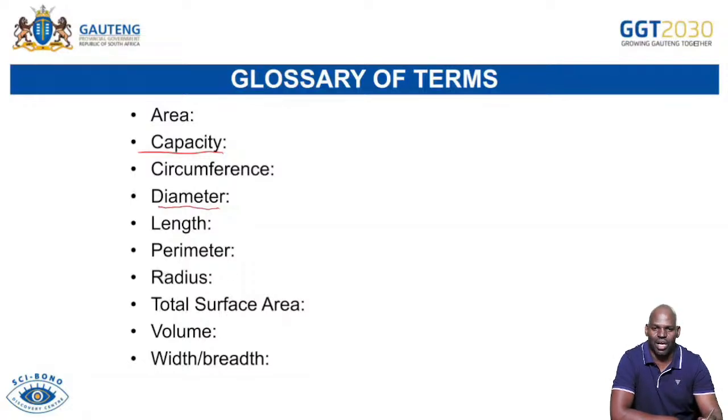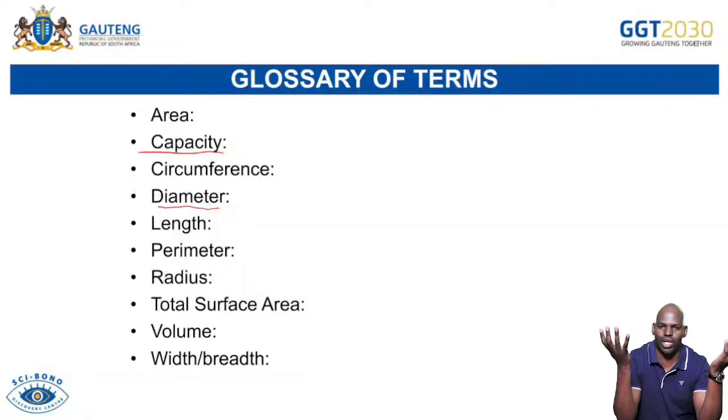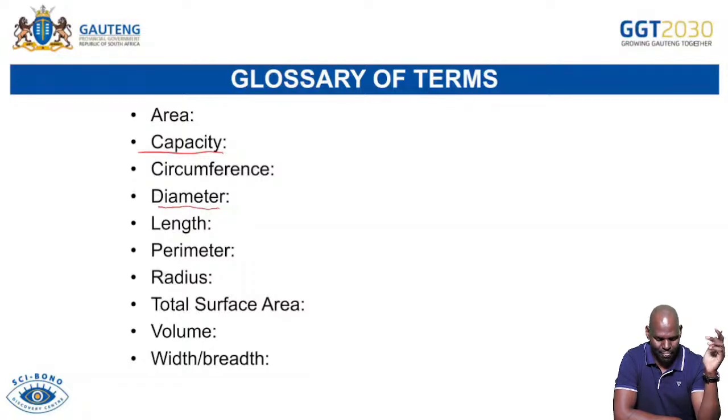Okay, we've got total surface area. Think about a box: you have to take the area of each and every face, calculate it, and then add them together. That will give you a total surface area. So a total surface area is the sum of the areas of all the faces of a three-dimensional figure.